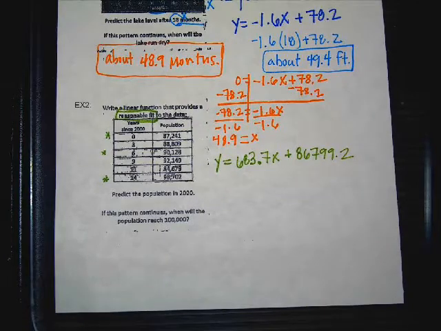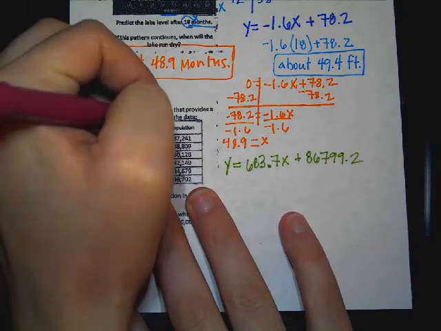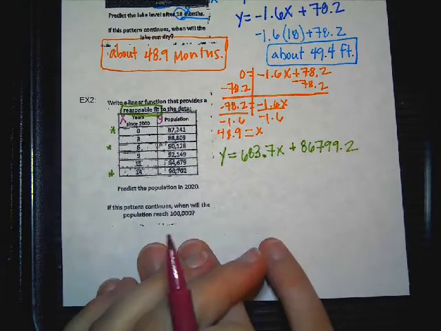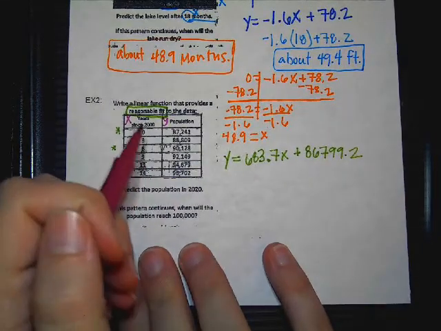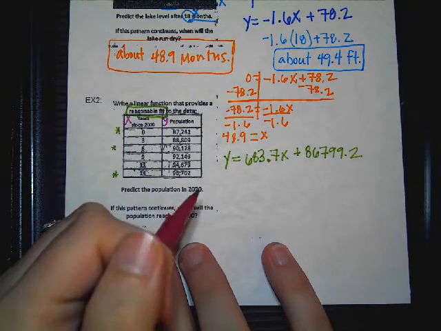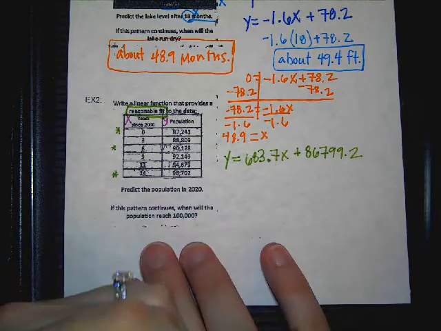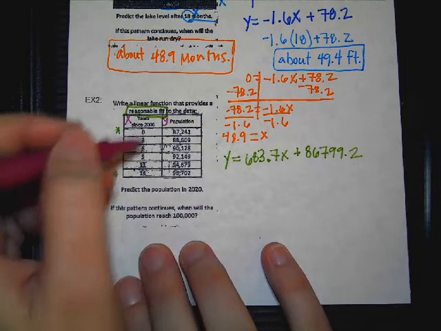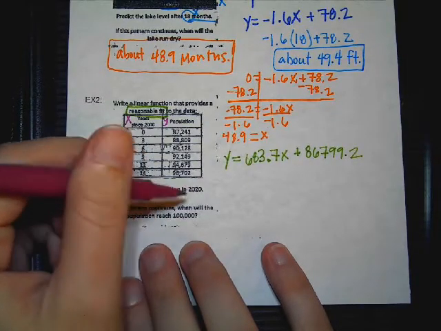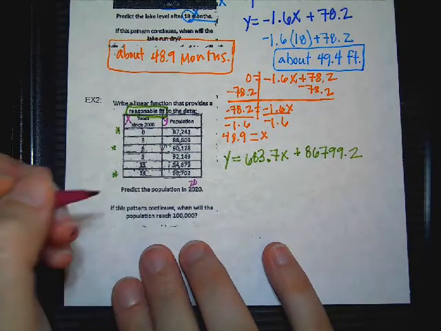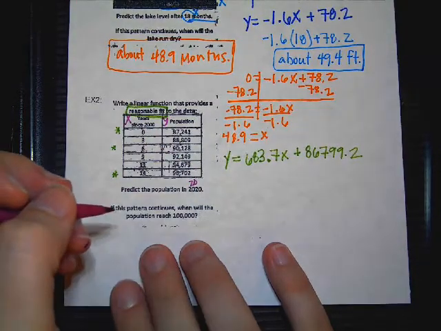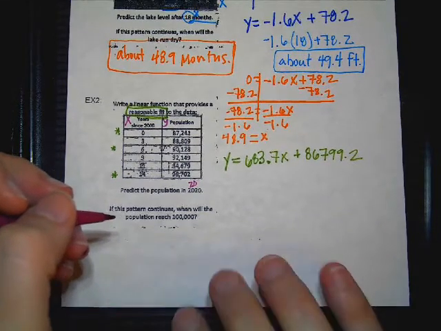Then it says, predict the population in 2020. So what is that? That's my X, because X is talking years, Y is talking population. Now, let's look at this. It says years since 2000. So do I put 2020 in the X spot? How many years is that since 2000? It'd be 20. So this should be 20 in the X spot. Is everybody following with me? Good?